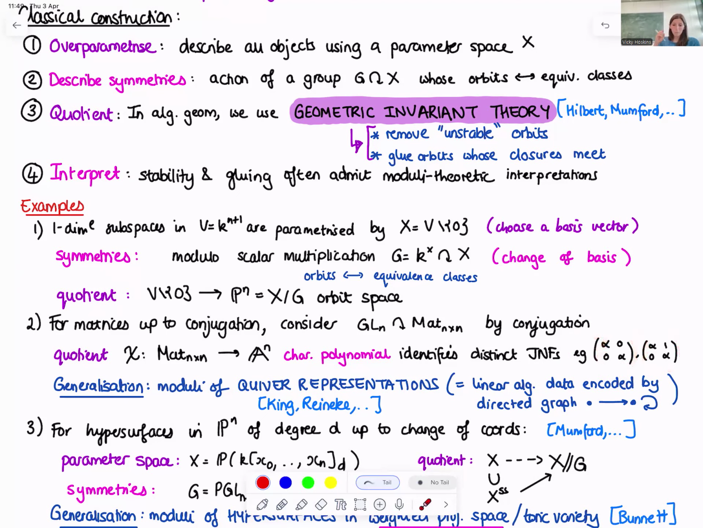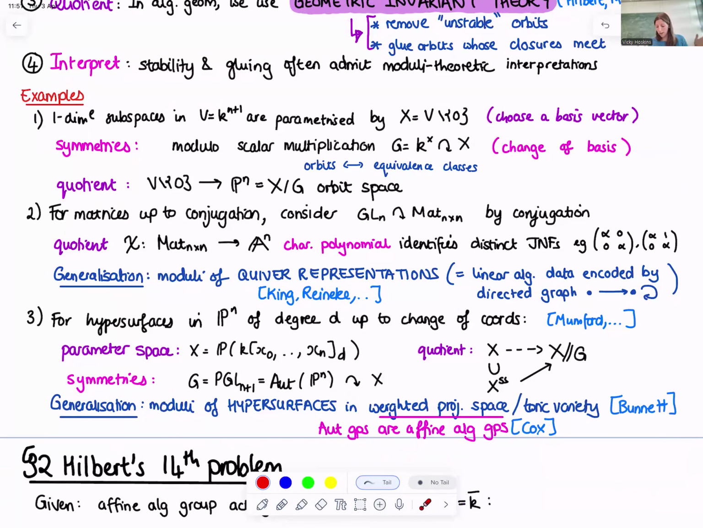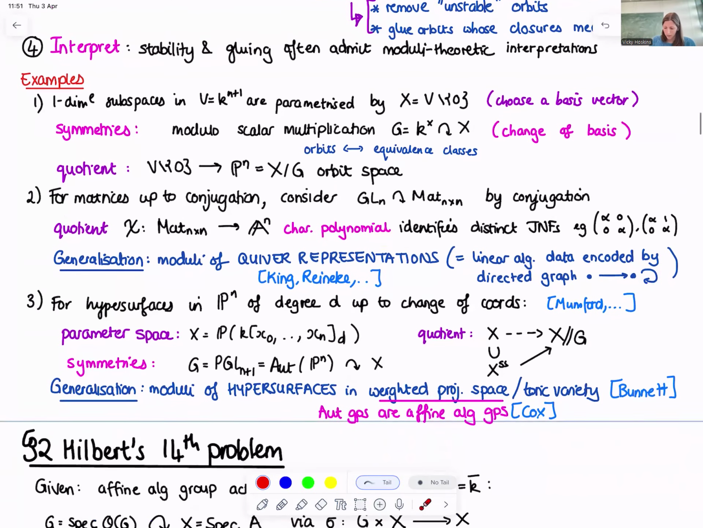And then there's also a generalization of this, where you look at hypersurfaces in weighted projective spaces, for example, or more generally toric varieties. The reason I suggest these examples is that their automorphism groups are well understood by work of Cox, so they're affine algebraic groups. But the point is that they're not necessarily reductive anymore. This group here was reductive, but if you look at automorphism groups of weighted projective spaces, we'll see they're not reductive anymore. I am going to give the definition of what it means to be reductive, so don't worry if this is a word that you don't know. It's going to come in a minute.